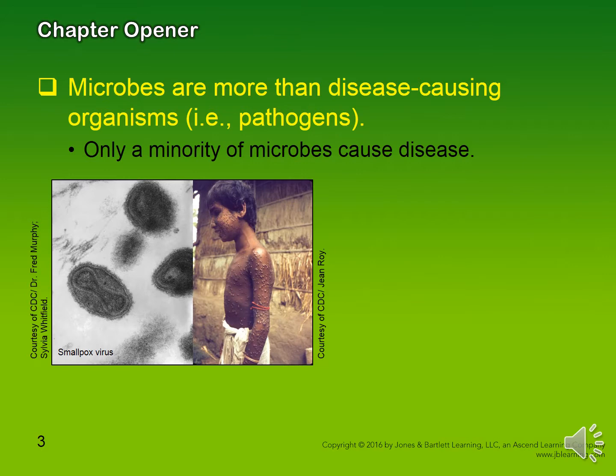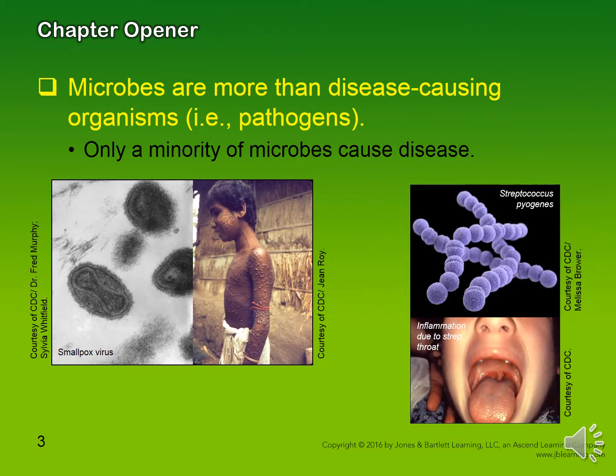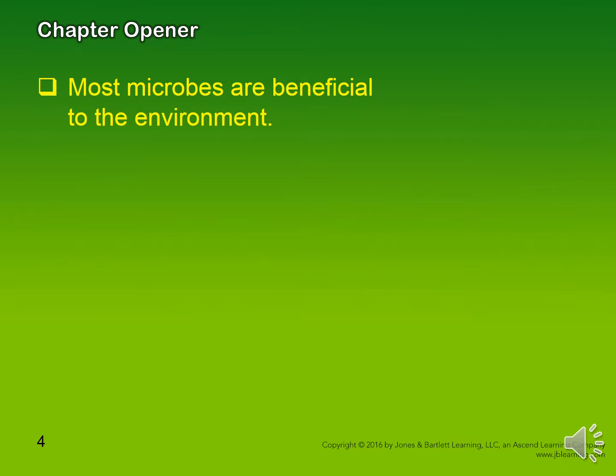Here you see a picture with actual smallpox viruses, and then someone who has smallpox. Here are the bacteria that cause strep throat, Streptococcus pyogenes, and here's someone with strep throat down here. Actually, I think that Streptococcus pyogenes is sort of a pretty bacteria. Okay, microbes are definitely very beneficial to the environment.